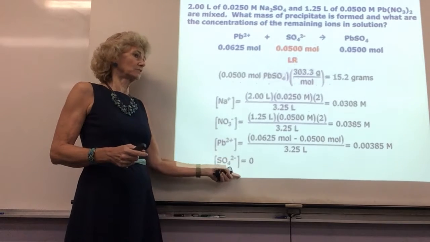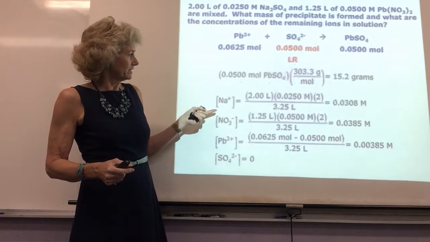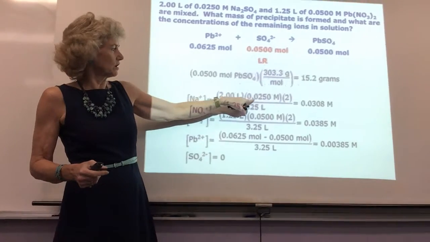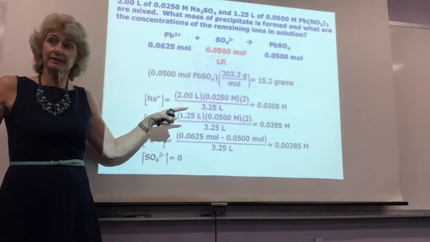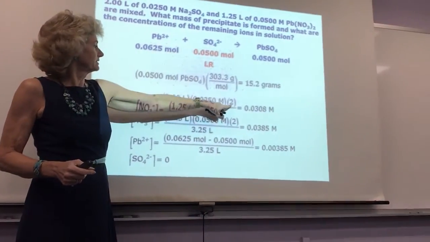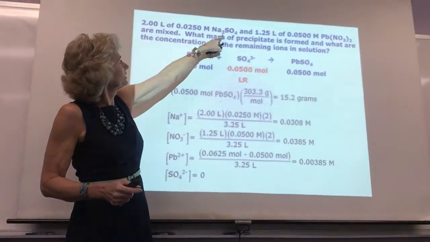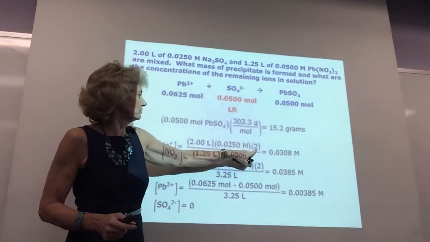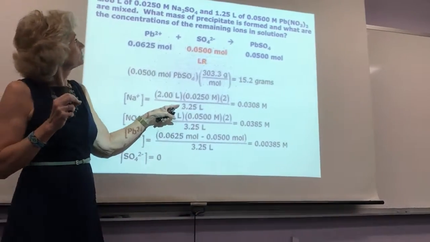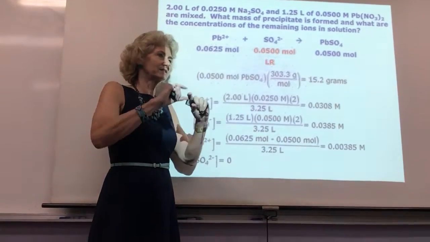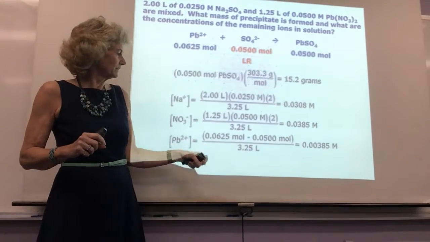Remember, square brackets means concentration in moles per liter. The sodium and the nitrate ion, as we said, it's what you started with. That number of moles is still in the beaker, because they don't participate in the precipitate. But don't forget, it's times 2. So it's the volume times the molarity of the sodium sulfate times 2, because when this dissociates, you get 2 ions of sodium. And then what everybody also forgets is the new volume. They just go ahead and use the old volume. No, you've mixed it together. You have a new additive volume. So don't forget that. It's the same on all of these.